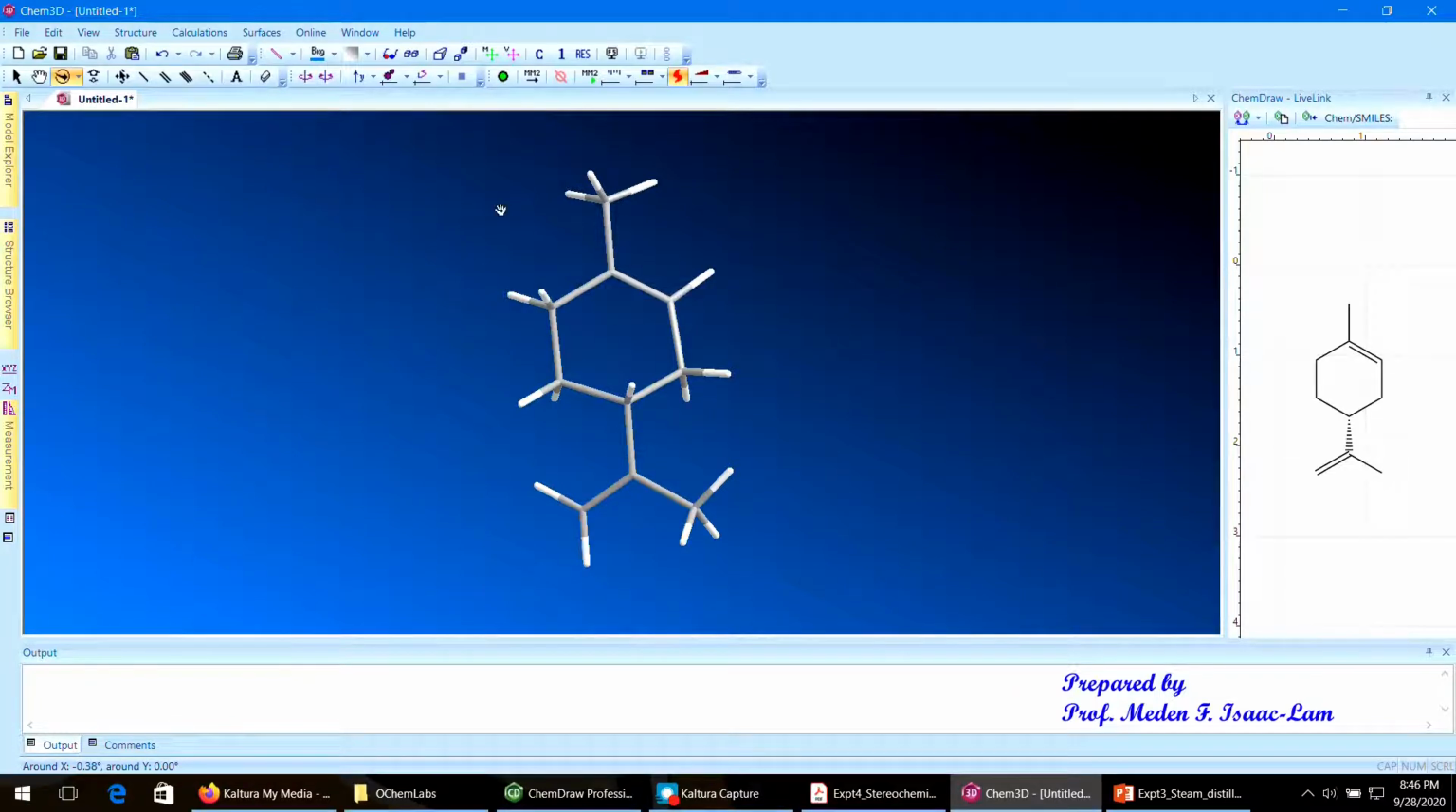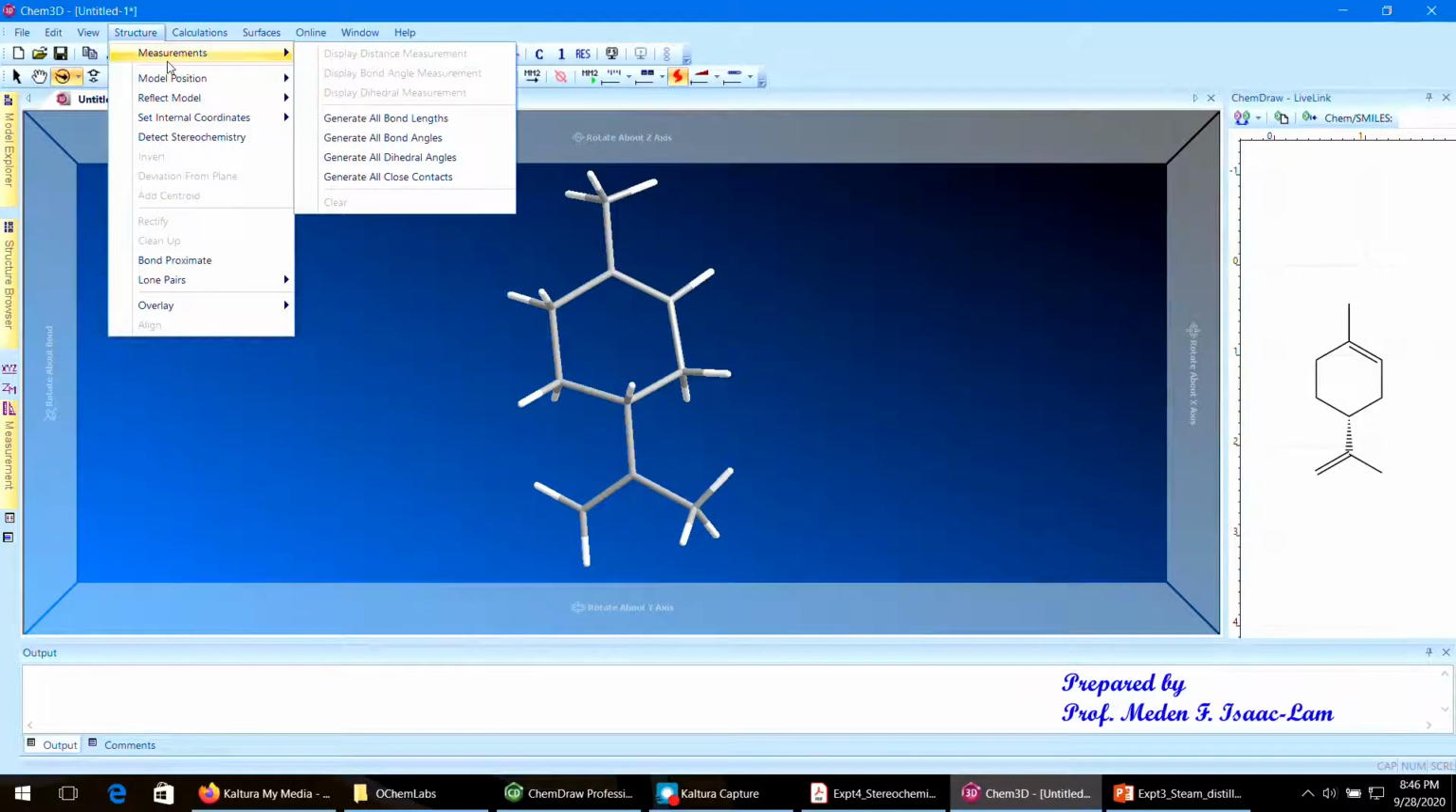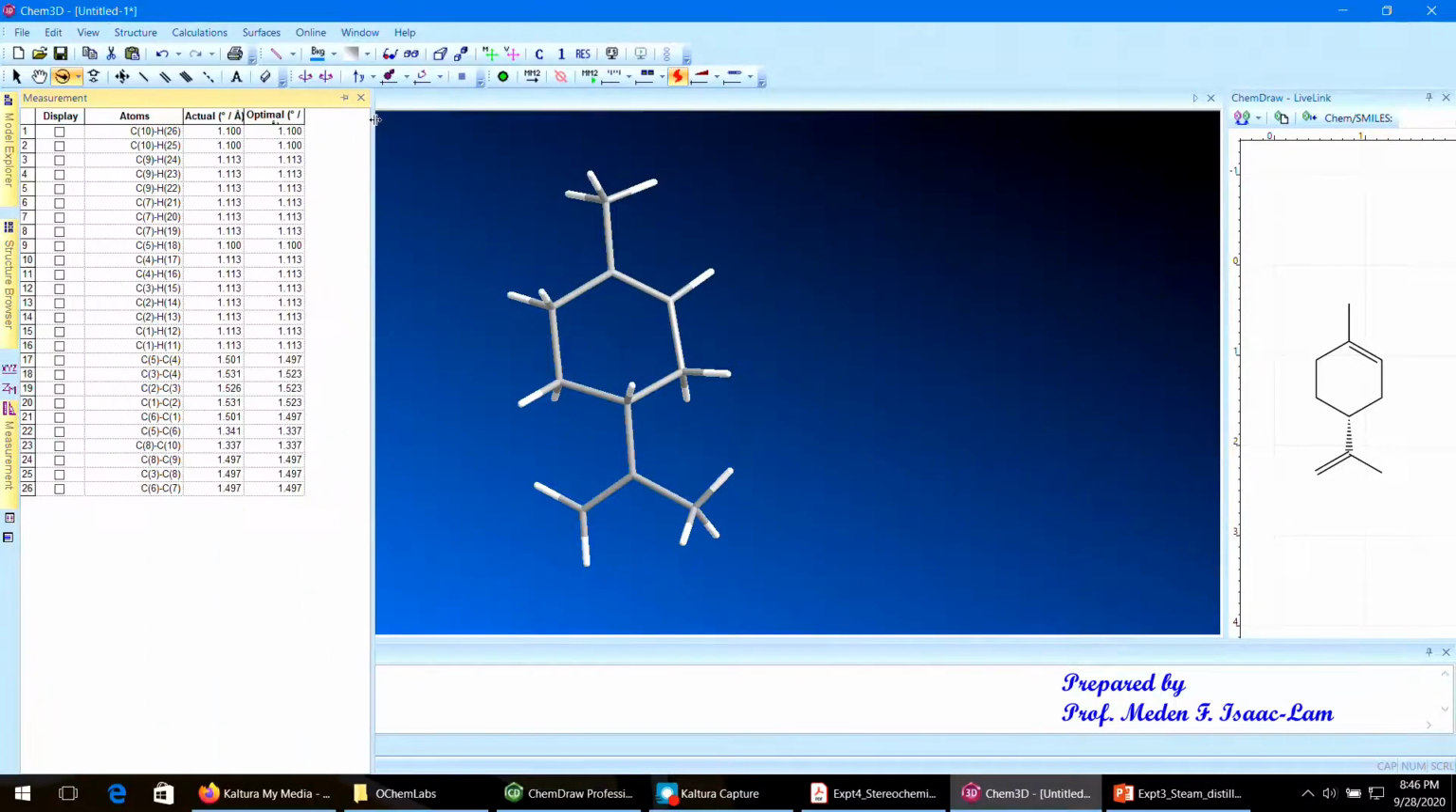And again, the other way is to do structure and then measurements and then generate all bond lengths. So we are going to look for C6 and then to C5. So C6 to C5 is this. So it's now yellow. And then again, there is the measured or the actual distance, which is 1.341 angstrom. So that's highlighted in yellow.